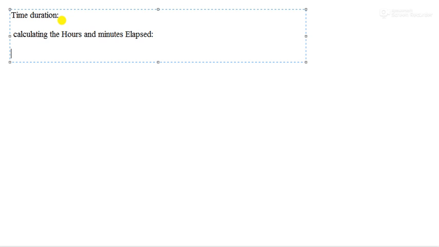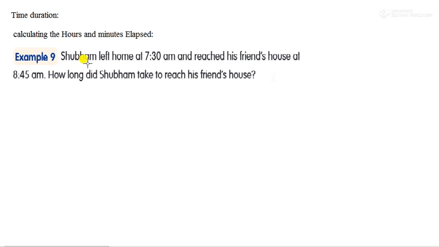So here, Shubham, we will see one example. Shubham left home at 7:30 a.m. and reached his friend's house at 8:45 a.m. So from home he left at 7:30 a.m. and reached his friend's home at 8:45 a.m. How long did Shubham take to reach his friend's house?